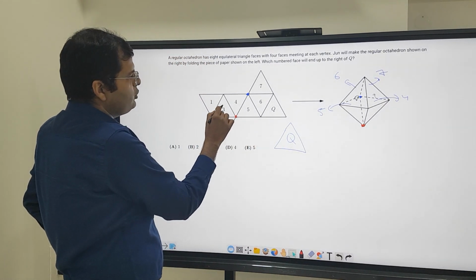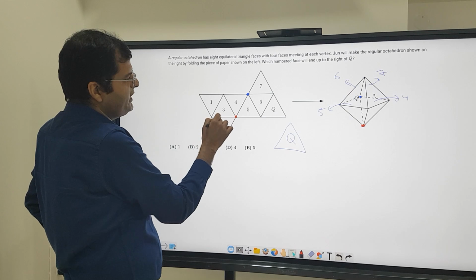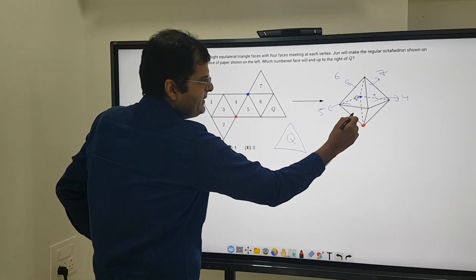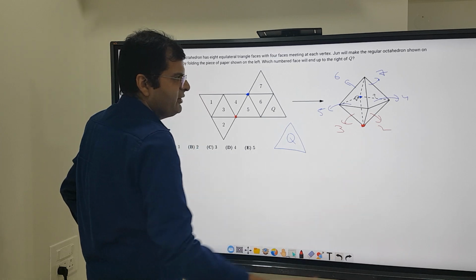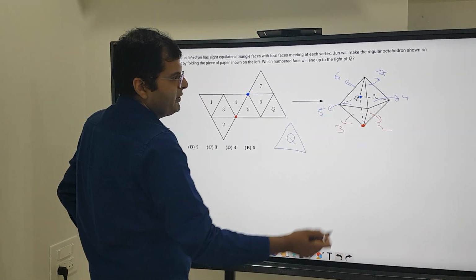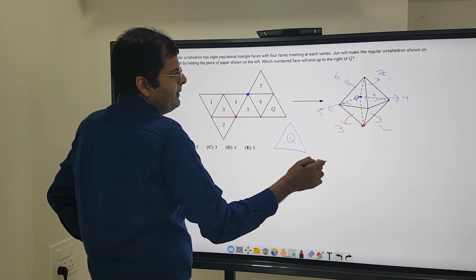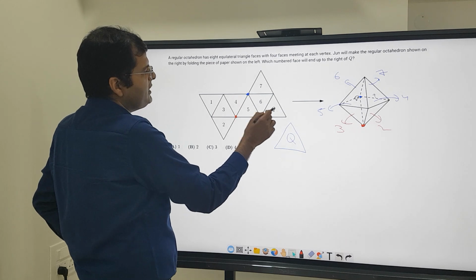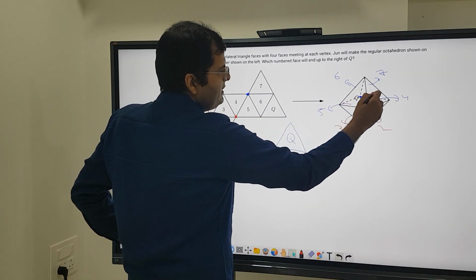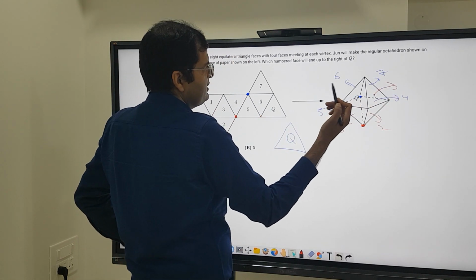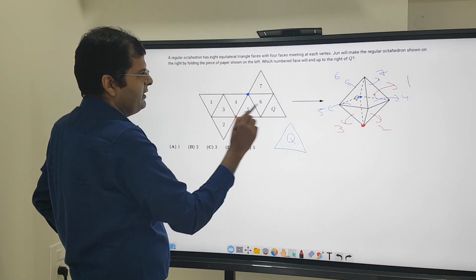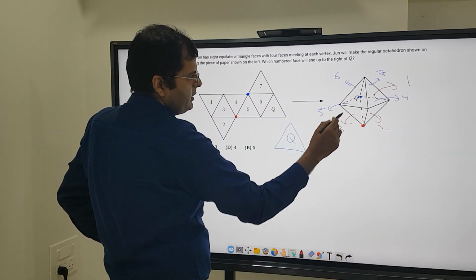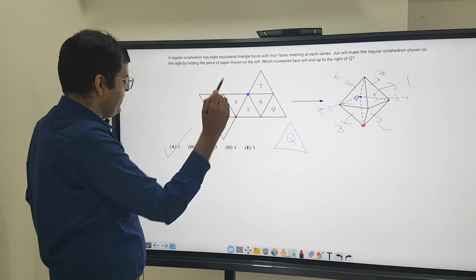The other two have to be 2 and 3 because at this junction 3, 2, 4 and 5 are meeting. So that means one of them has to be 3 or 2. I will just make it 3 or 2. I am not figuring out all of them because the only thing I need is the question mark one. So now the only two that remain are Q and the 1. So Q is this one. So the question mark one, which is the right of the Q, will be 1. So 1 is the answer, which is answer option A.